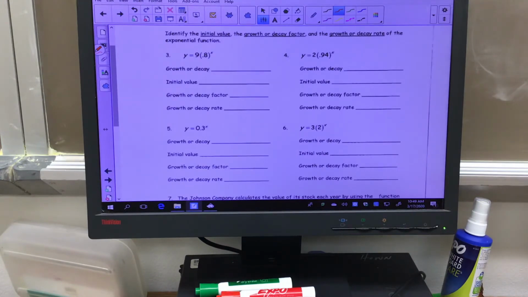Alright, looking at number 3. My b tells me if it's a growth or decay. My b is 0.8. So I know this is a decay because it's less than 1. My initial value, what I start with, is 9. Growth or decay factor is my b, which is 0.8. So now I do 1 minus 0.8, which is 0.2, or, moving it 2 to the right, 20%.